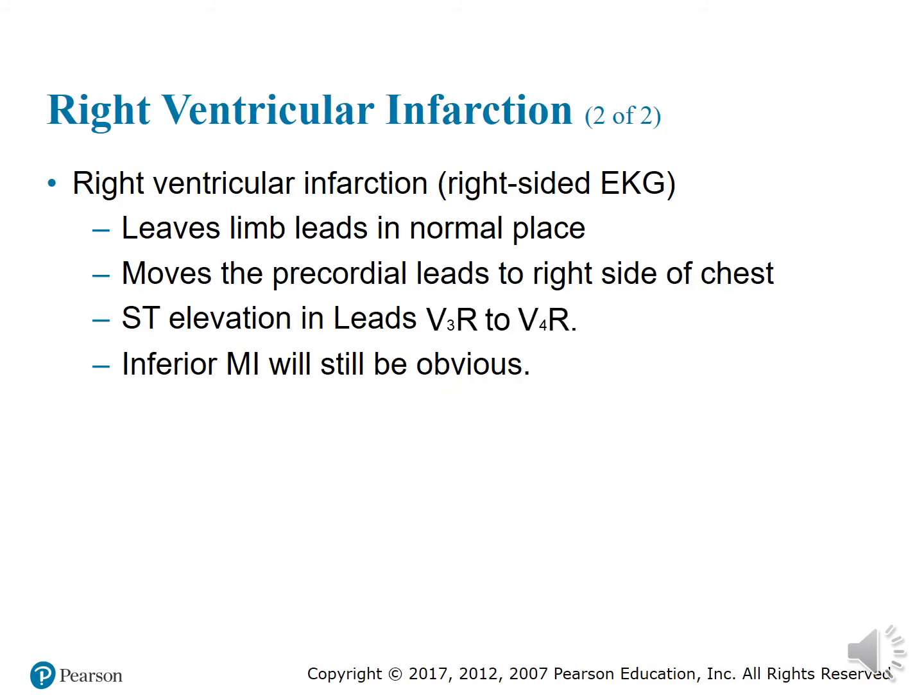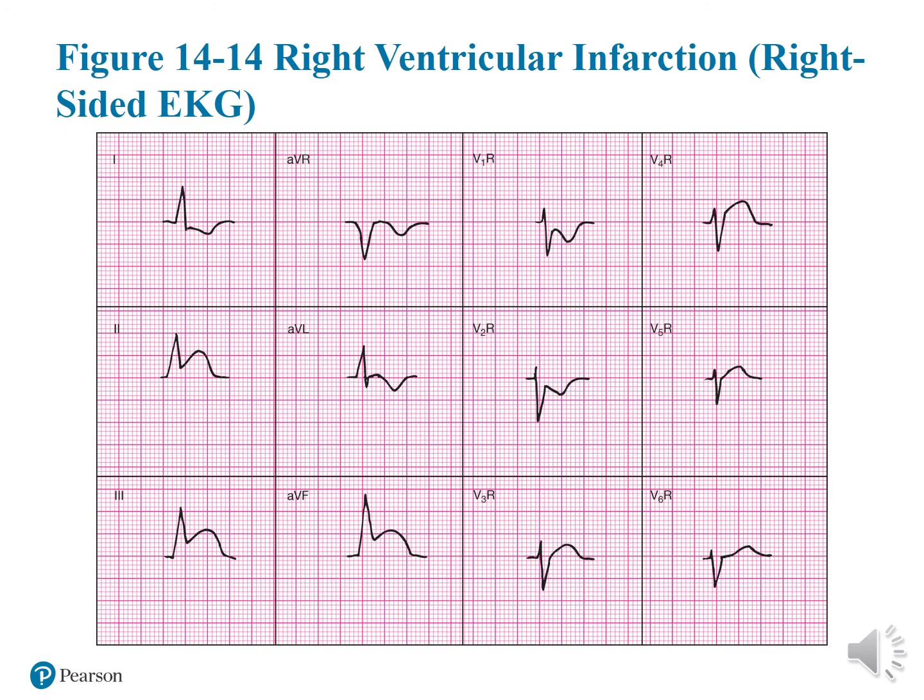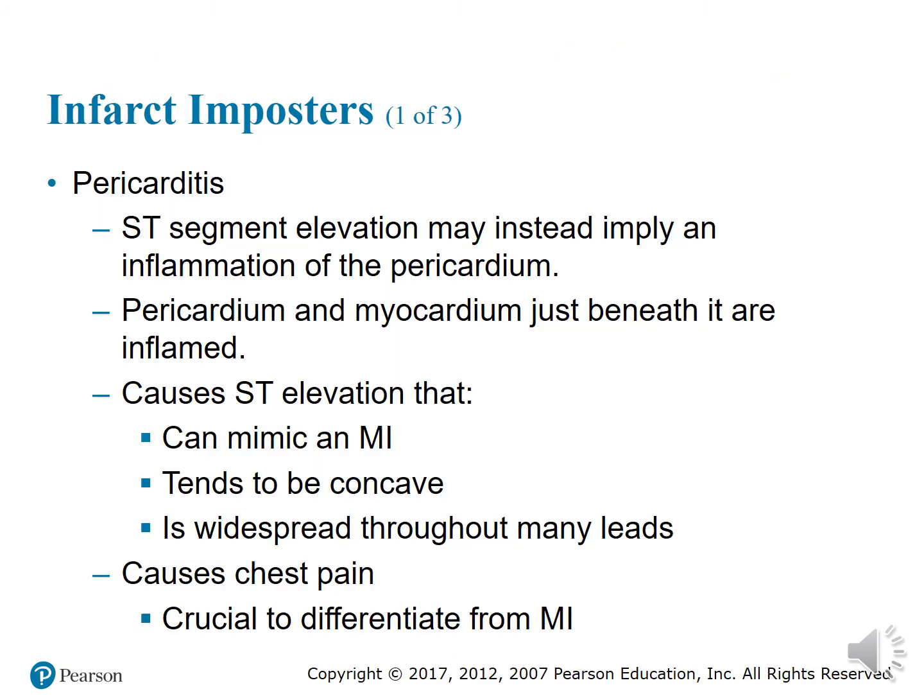All right, the right ventricular infarction, right side EKG leaves limb leads in normal place, moves the precordial leads to the right side of the chest, ST elevation in leads V3 to V4. So inferior MIs will still be obvious. Okay, so this is just what a right side EKG will look like with a right ventricular infarction.